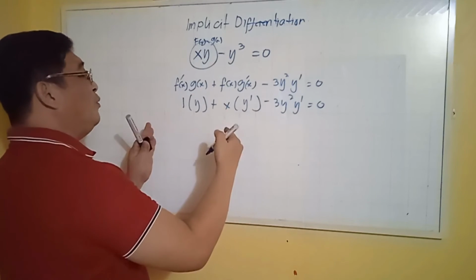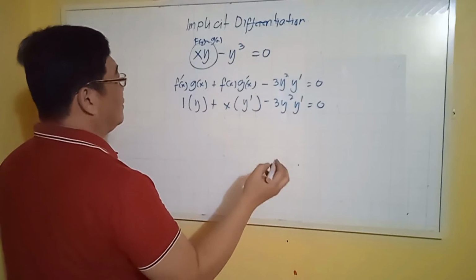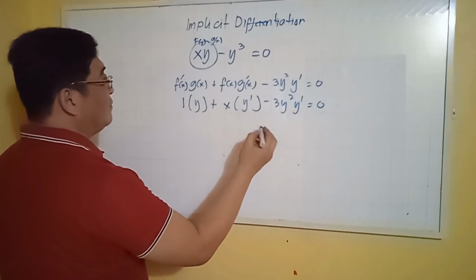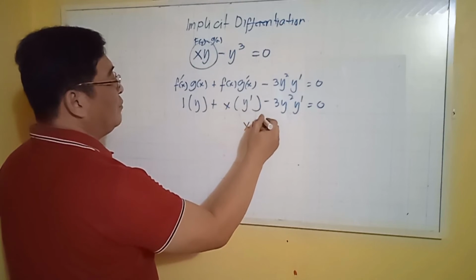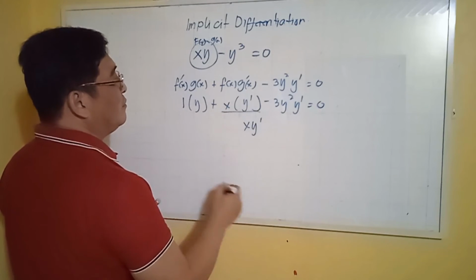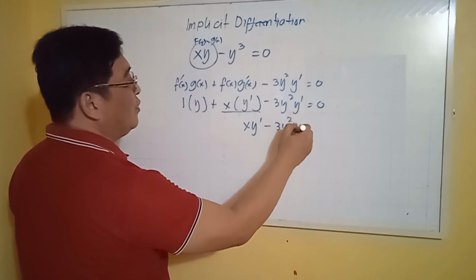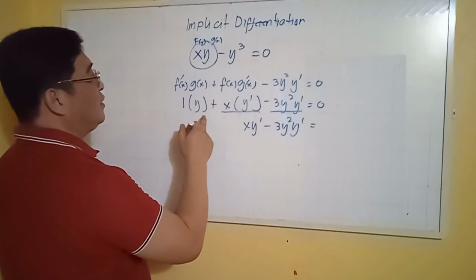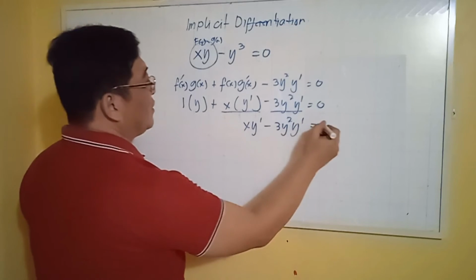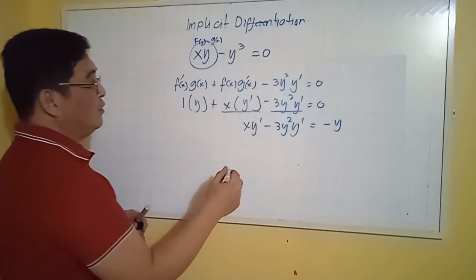Yung may prime ay iwan natin dito, yung walang prime lipat natin din sa bandang right. So matitira is xy prime, this one, minus 3y square y prime, ito, and then transpose this sa 1, that is negative y, magiging negative 1, y.